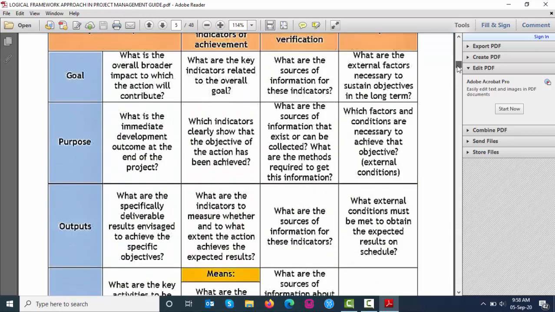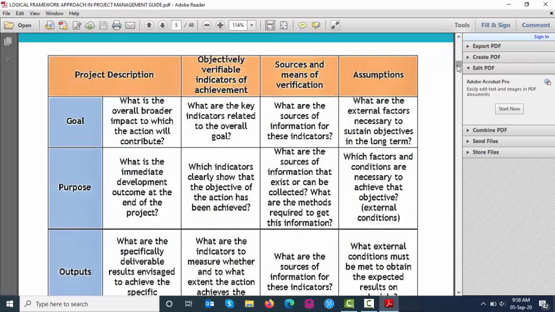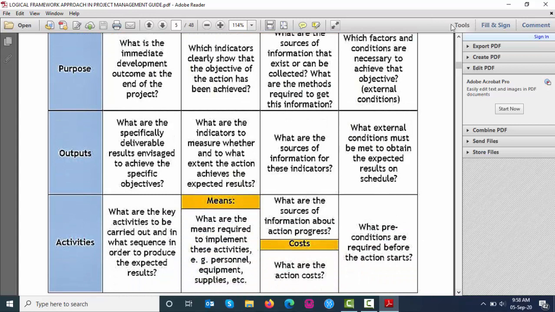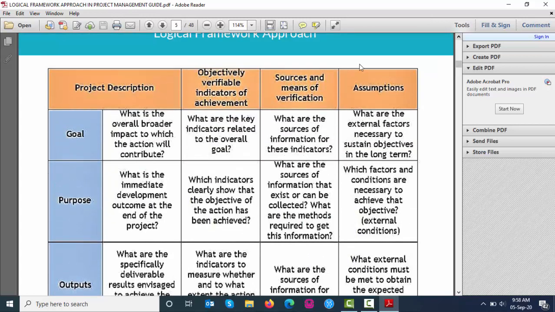Okay, so maybe just briefly we talk about what the log frame is. It's basically a matrix that gives you a summary of the project. So now, if you notice here, you have the goal, you have the purpose, outputs, and below there you also have the inputs, which are the activities really. So when you have this summary, it's so easy for you to understand what the project is trying to achieve.